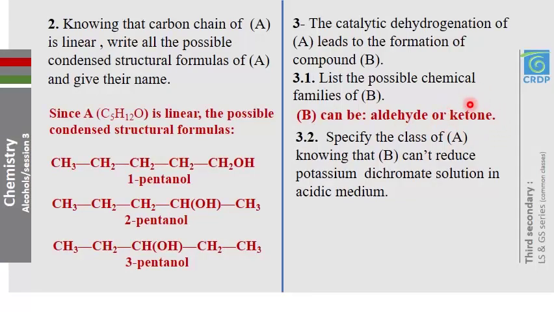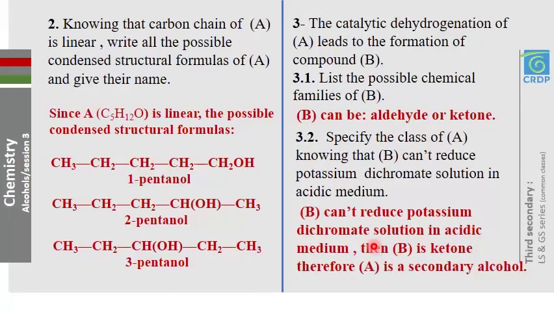Okay, if B is a ketone, will A be a primary alcohol? Oxidation of A gave us a ketone. So, will A be a primary alcohol? No, it will not. Of course, A is a secondary alcohol because only secondary alcohols give us ketones by oxidation reactions.